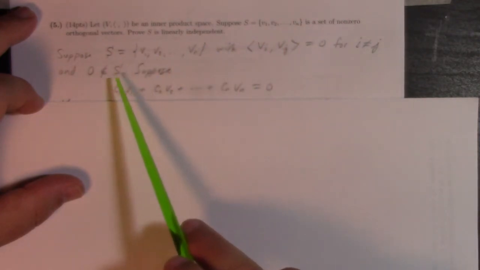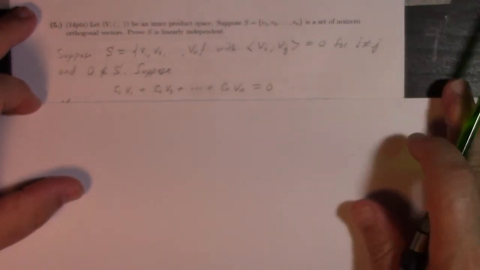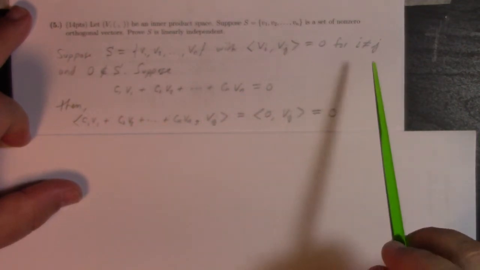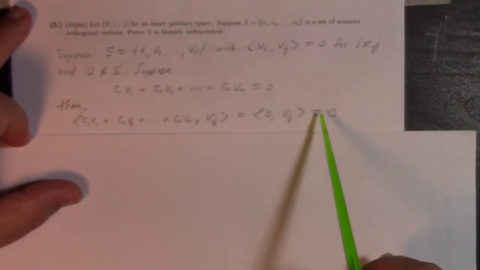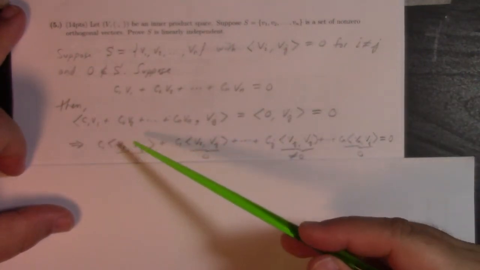As usual, we'll suppose that you have a linear combination equal to 0. Then take the inner product of that with Vj, where j is arbitrary. Of course, the inner product of 0 with Vj is 0. And this guy, on the other hand, simplifies to this plus this.